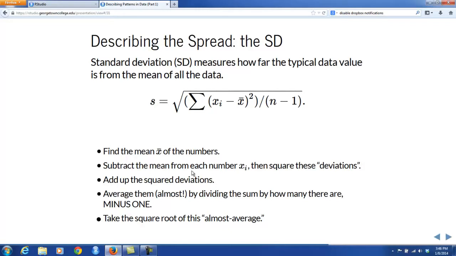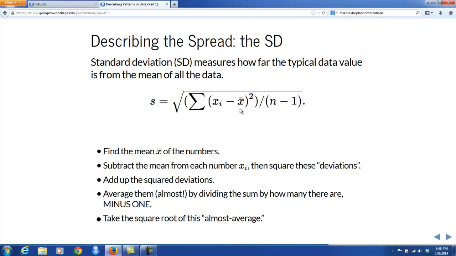But you also want to describe the spread of the data, and the standard deviation is a measure of spread. The idea of the standard deviation is to measure how far the typical data value is from the mean of all the data. The formula for it is fairly complicated looking, but here's the basic idea of how it comes together. First of all, you find the mean of all the numbers.